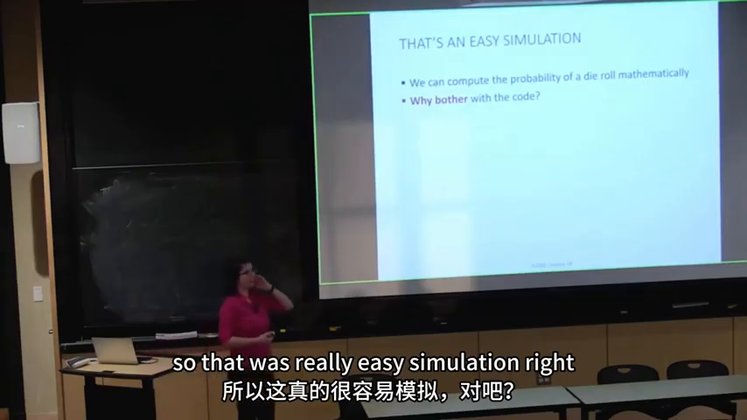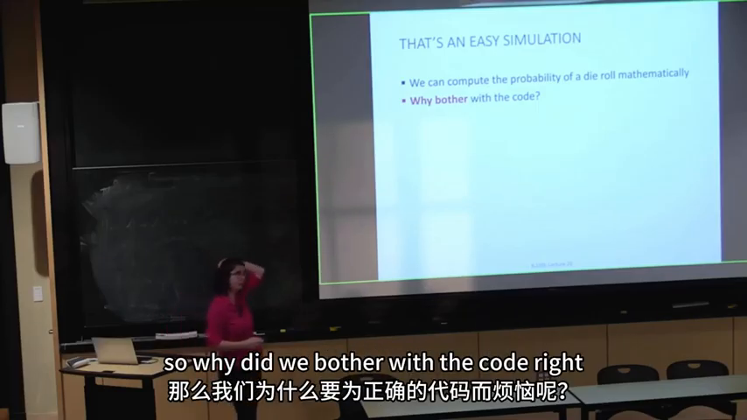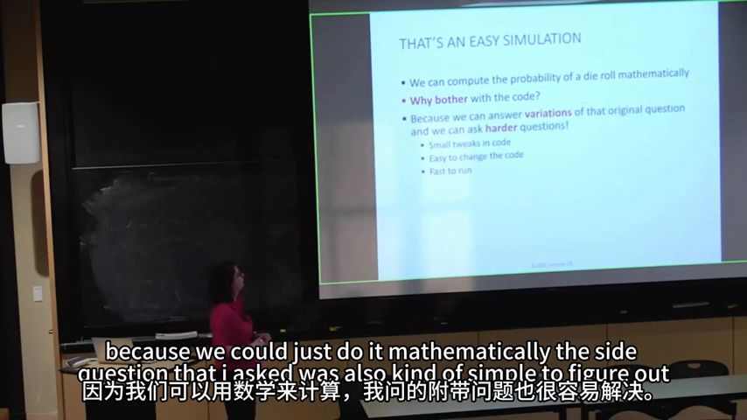So that was a really easy simulation, right? The probability of calculating one die's sides coming up is pretty simple. So why did we bother with the code, right? Because we could just do it mathematically.